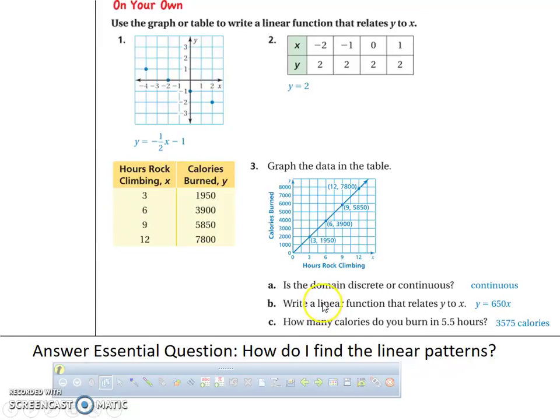Awesome. I hope you guys did well. Go ahead and answer that essential question. Your checkpoint is ready to go. Thanks for being here.